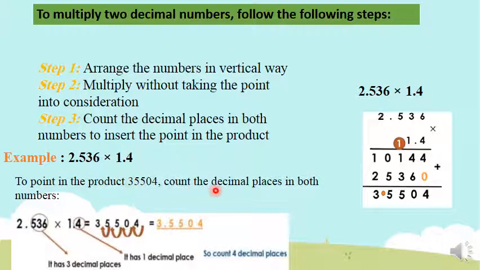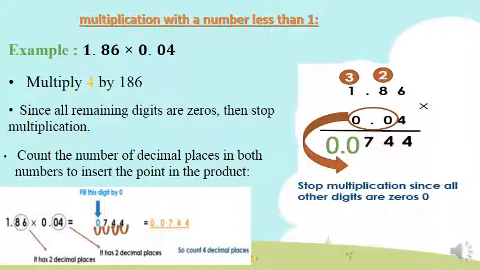After multiplying these two numbers, we have to enter the point into the product. How? We count the decimal places in both numbers. In the first number, we have 3 decimal places. In the second number, we have 1 decimal place. So 1, 2, 3, 4. In the product, we will get 4 decimal places. This is 1, this is 2, this is 3, and this is 4. So here will be the decimal point. Our final answer will be 3,500 over 10,000.